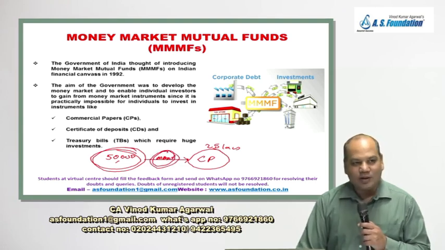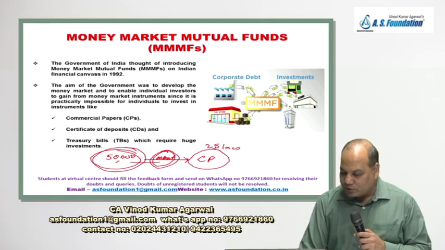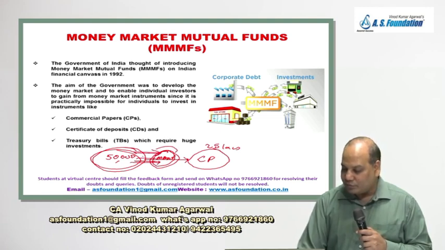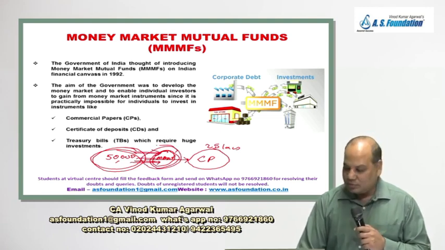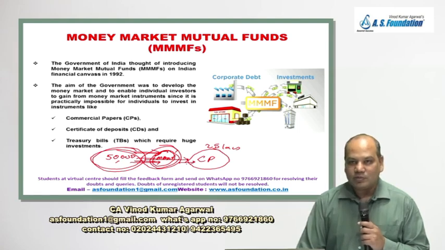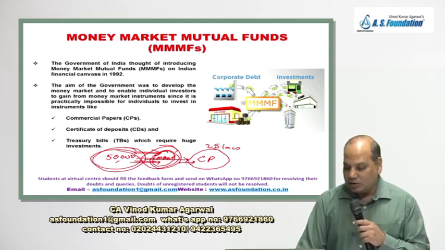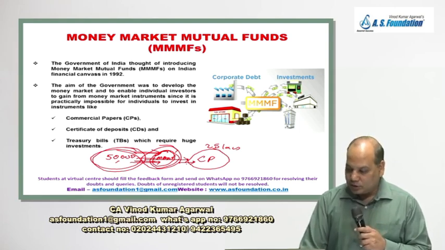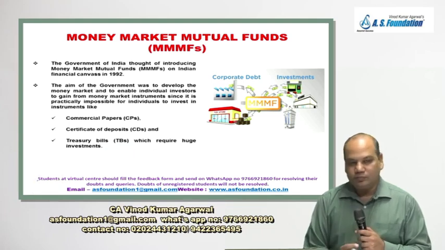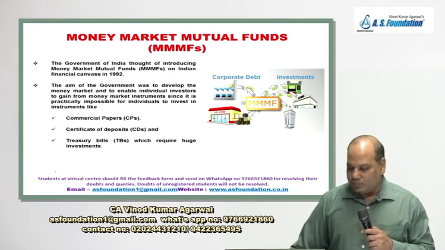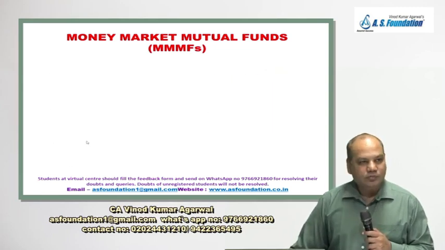You invest in a money market mutual fund. Like you, there will be 1 more, 2 more lakhs of investors here. They have got a lot of money. They can invest in commercial paper. So indirectly you are able to participate in commercial paper, certificates of deposit, treasury bills, etc. And these are very safe instruments, very safe, because the maturity period is very low.